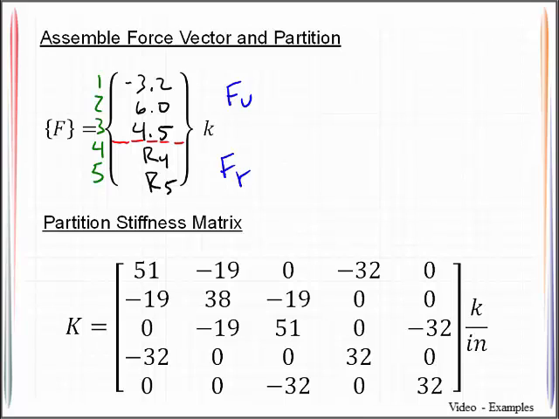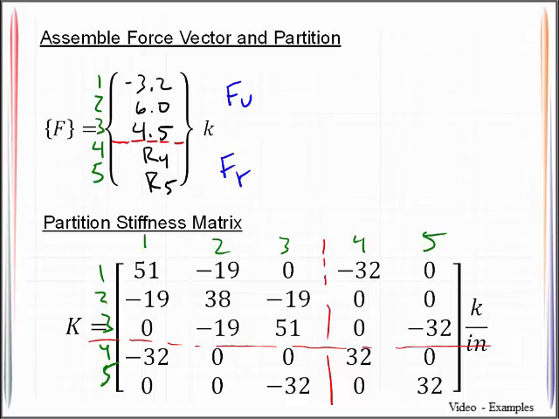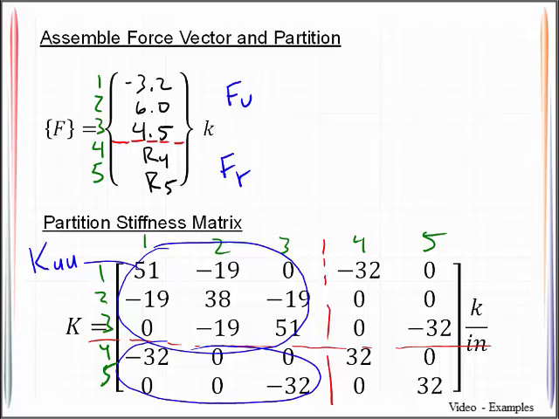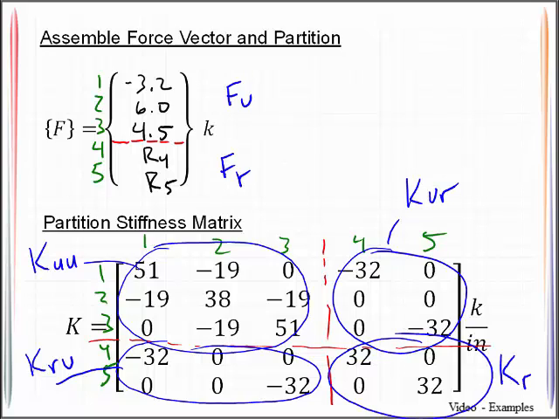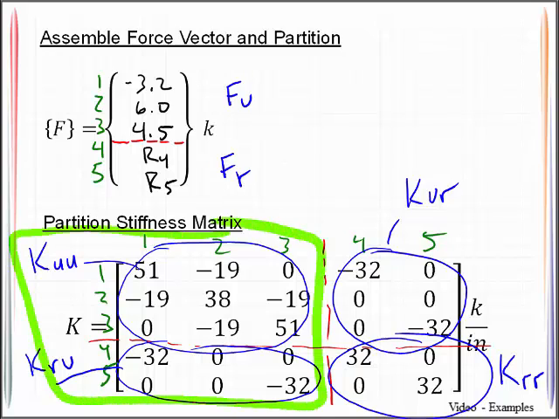In a similar fashion, we need to partition the stiffness matrix according to the same degrees of freedom. So since 3 and 4 is the boundary between the restrained and unrestrained, we will partition according to this. Then let me go ahead and label these so that we are clear on what this is representing. This is what we would call KUU. This is what we would call KRU, KUR, and KRR. And as you are going to see, really the only ones that we are going to use in any calculations will be KUU and KRU.